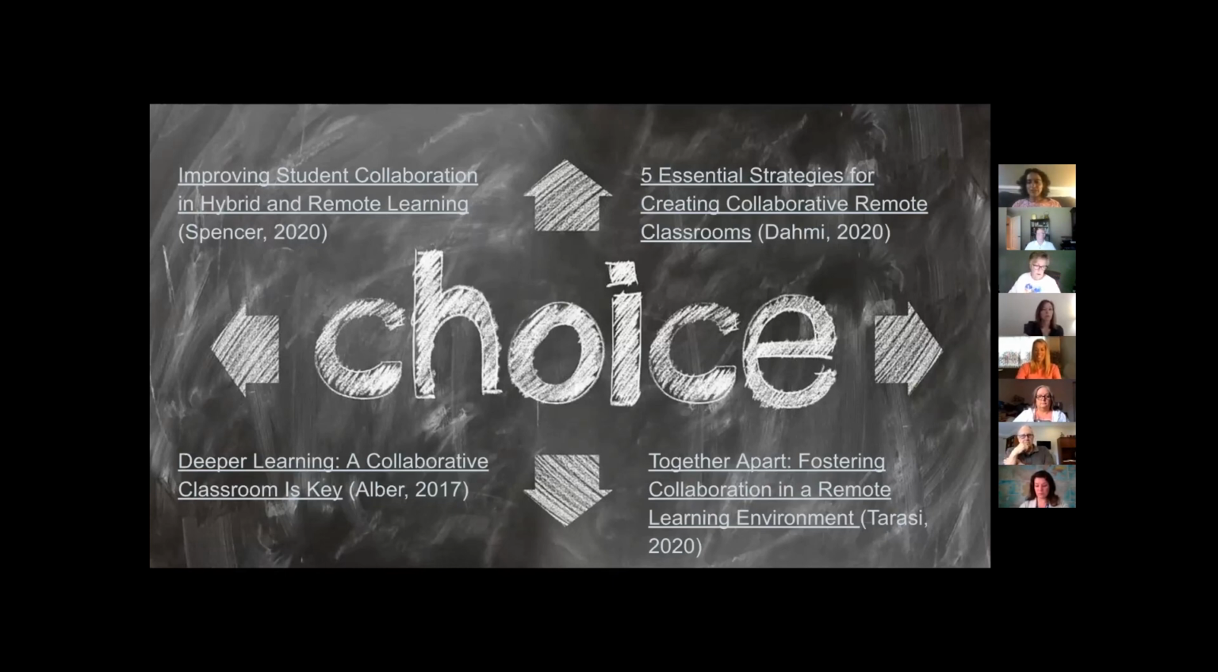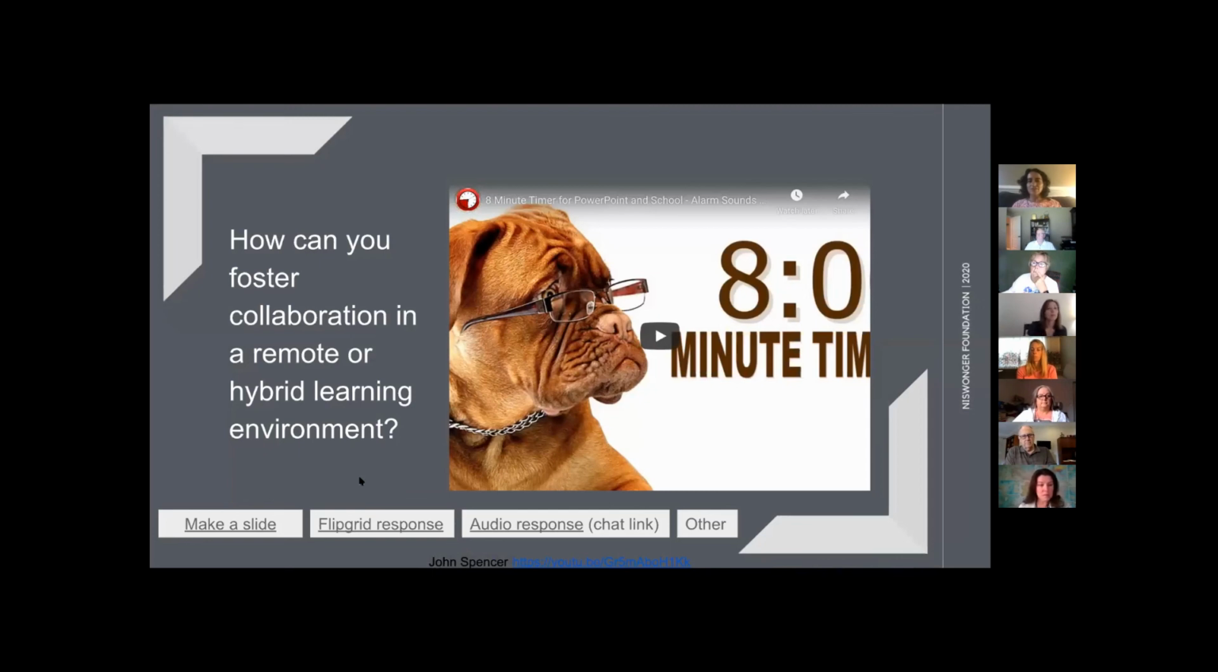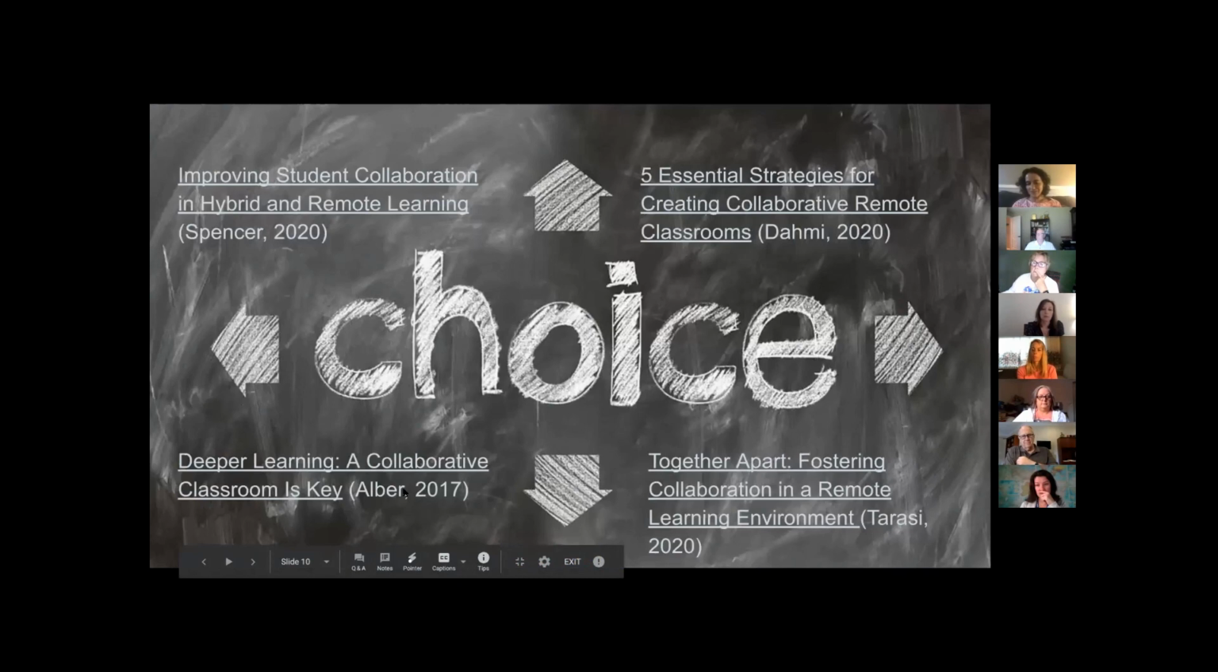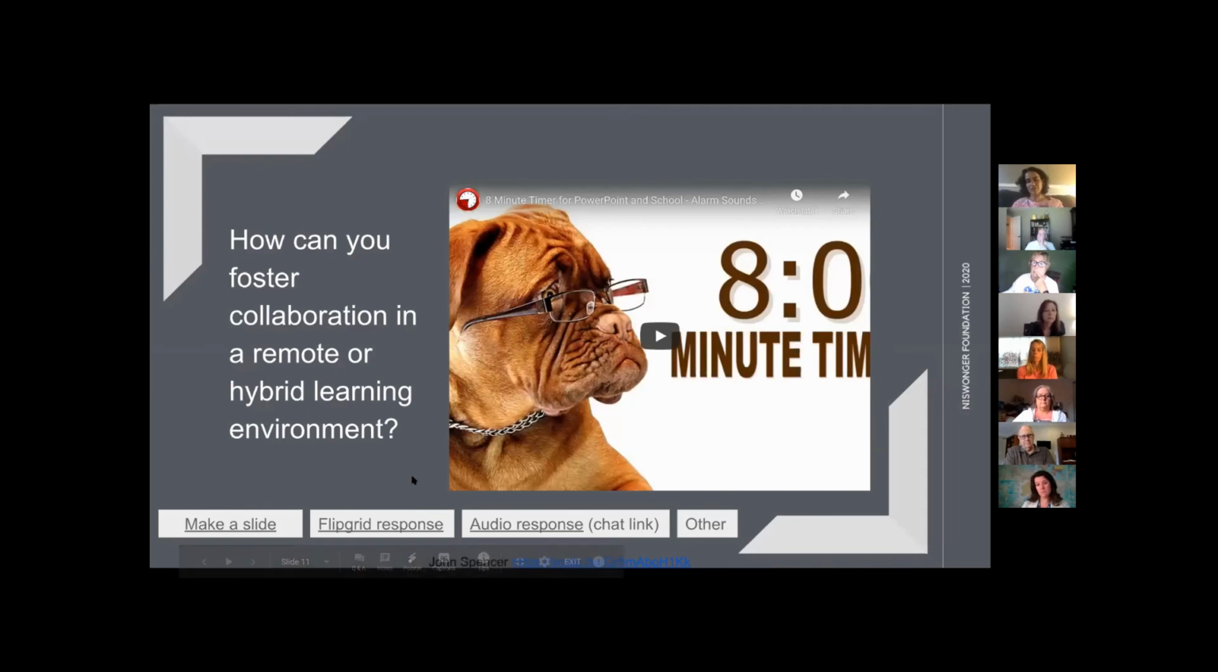What I'm going to do is ask you to use these links to explore this idea of collaboration. And your goal is to answer this question. How can you foster collaboration in a remote or hybrid learning environment? And so your assignment is to use any or all of these resources in order to respond to this question. How can you foster collaboration in a remote or hybrid learning environment? And you can see from my timer that I'm planning to give you 8 minutes. In that 8 minutes, you have to explore the resource or resources that you choose, and then you have to provide a response.